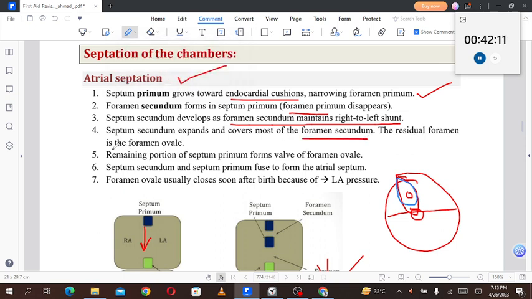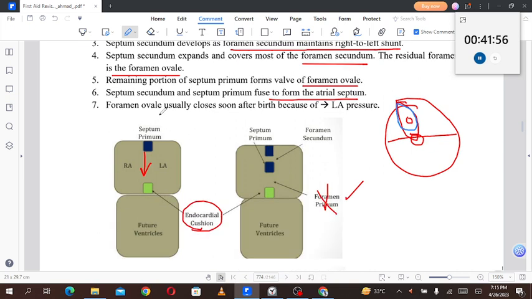The residual foramen is the foramen ovale. The remaining portion of the septum primum forms the valve of the foramen ovale. The septum secundum and septum primum fuse to form the atrial septum. The foramen ovale usually closes soon after birth because of the increase in left atrial pressure. Normally, in the fetal circulation, blood moves from right to left because the right atrium is a higher-pressure system.